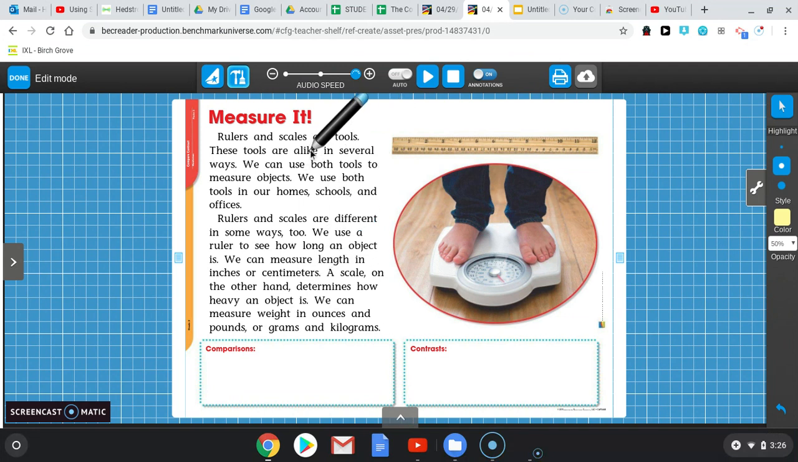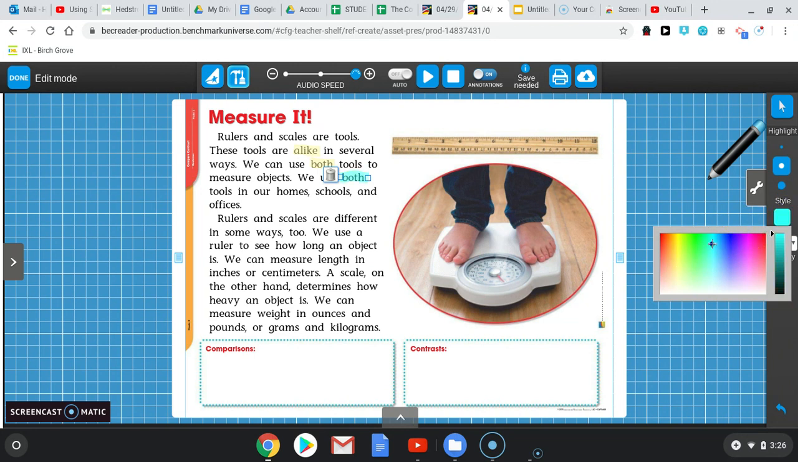So, rulers and scales are tools. These tools are alike in several ways. We can use both tools to measure objects. We use both tools in our homes, schools, and offices. So now let's switch to a different color.